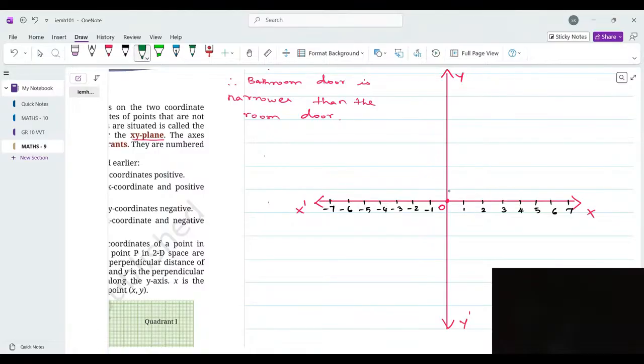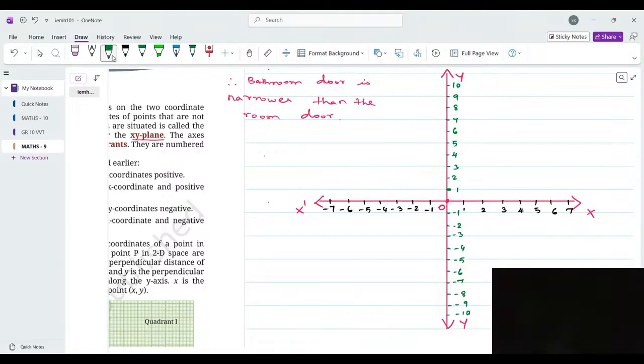Next, any points above 0 are positive values of y. So let me mark this as 1, 2, 3, 4, 5, 6, 7, 8, 9, 10. Similarly, below 0 there are negative values: -1, -2, -3, -4, -5, -6, -7, -8, -9, and -10.